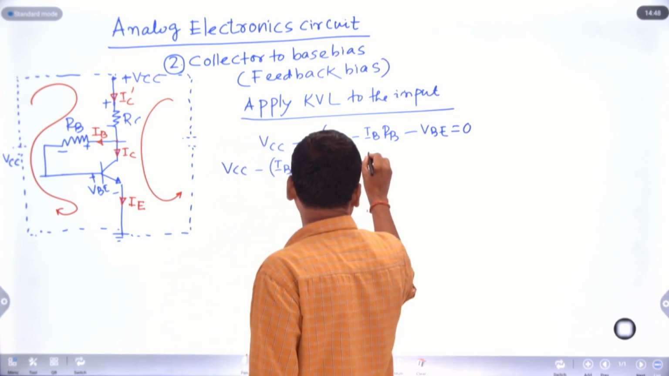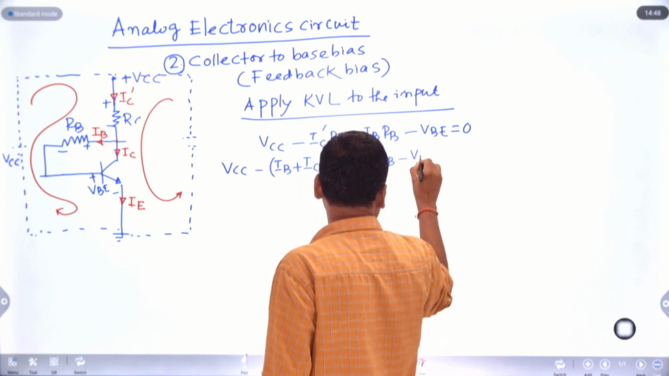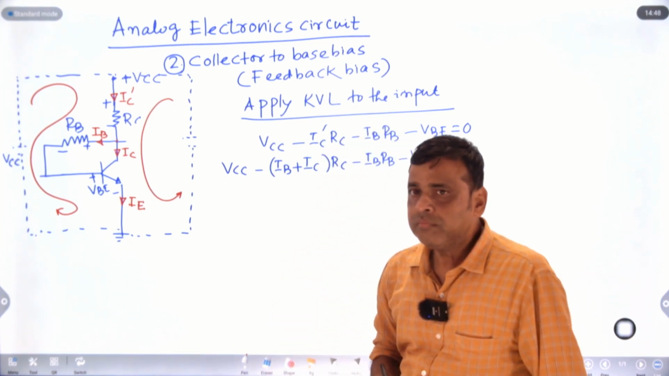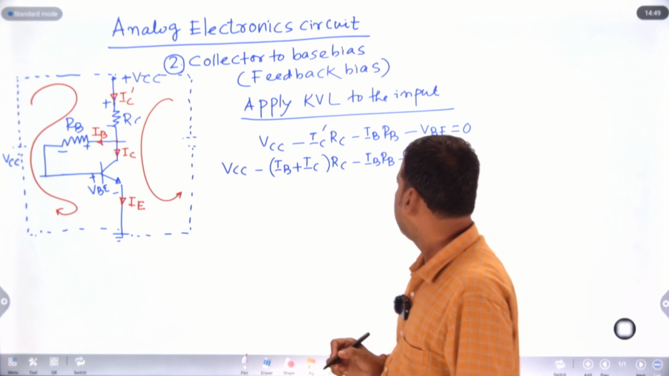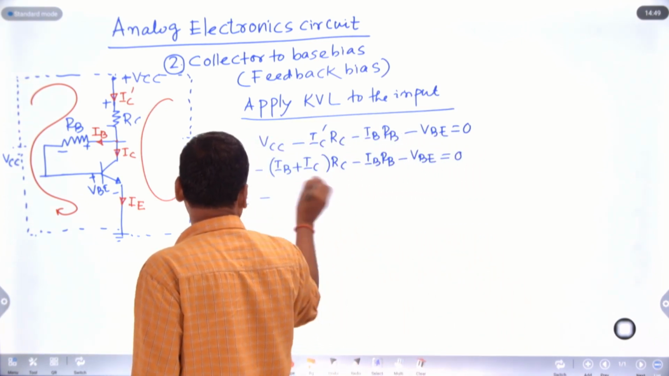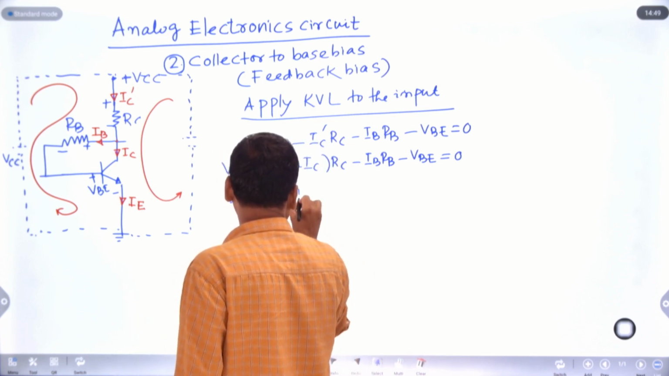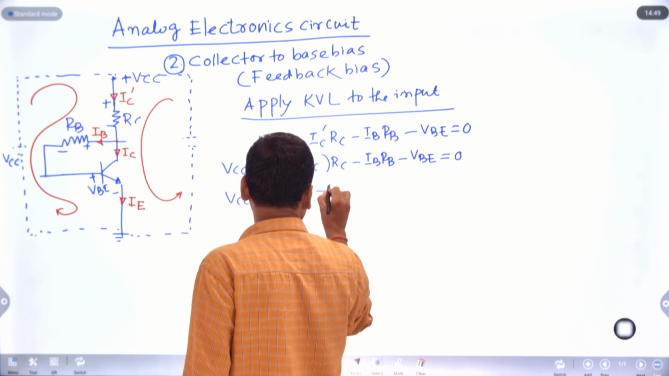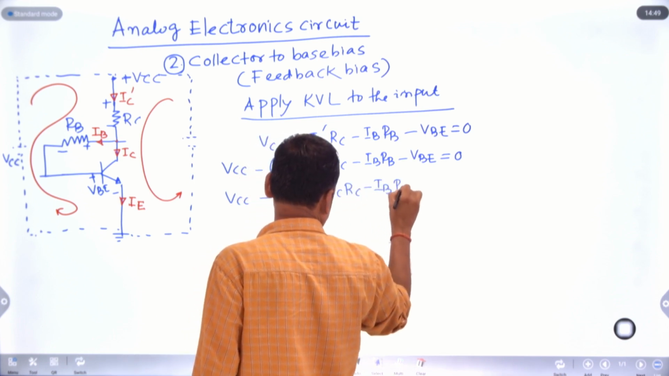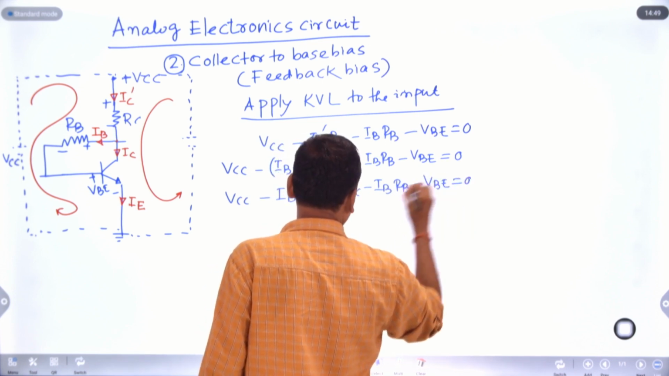Then minus IBRB minus VBE equal to 0. This is my input equation. Then VCC minus, expanding this bracket, IBRC minus ICRC minus IBRB minus VBE equal to 0.